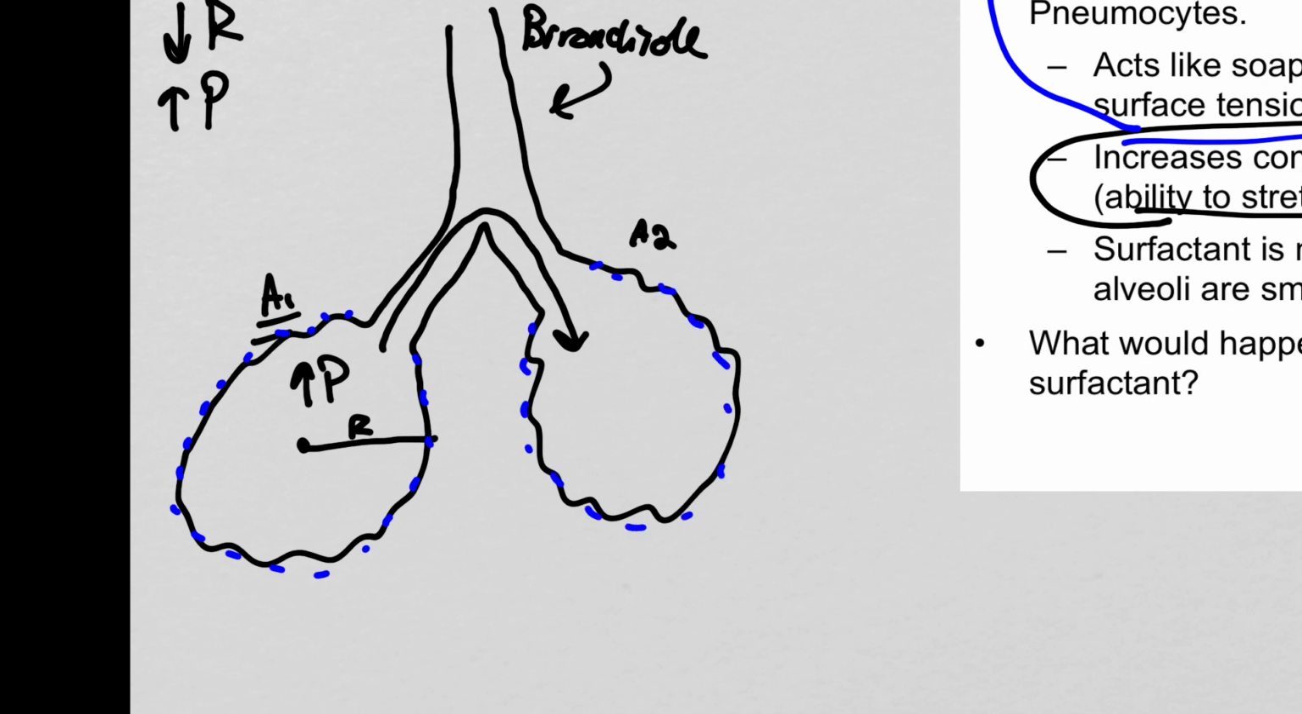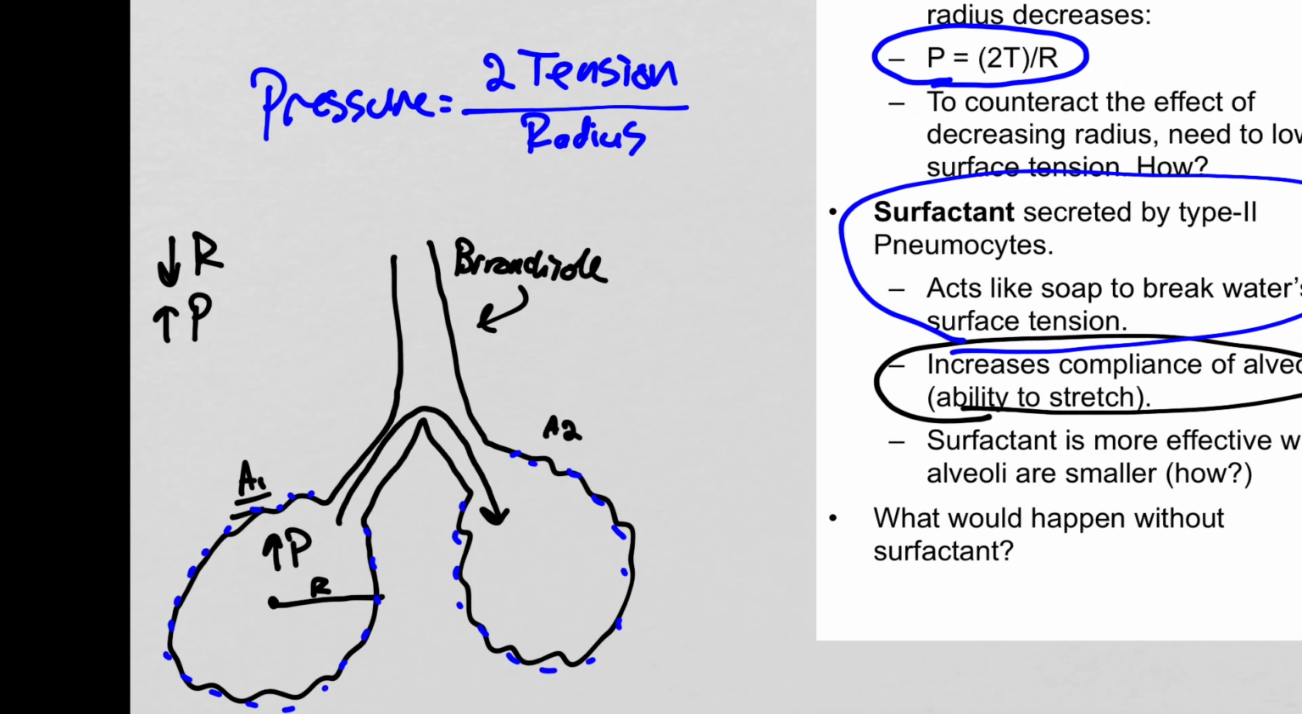Right? Now, the question is, all right, so when the radius goes down, we need our surfactant to lower pressure, and the way you lower pressure is by lowering tension, right? If you want your pressure to go down, right, because remember, we had our radius go down, that makes pressure go up. So we also need to decrease tension to make it match.